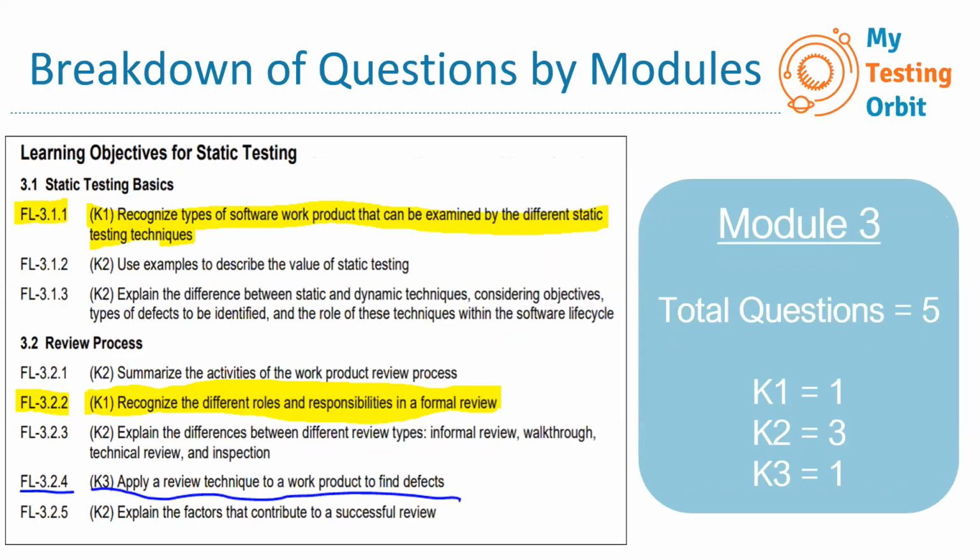Going forward to module 3. There'll be 5 questions in total, 1 from K1. We have 2 learning objectives from K1, and we know that one question will be coming out of this K1 level. Then from K2, we'll be getting 3 questions. We have 5 K2 learning objectives in module 3, out of which 3 will be coming. And there is only one K3 learning objective, and we know that there will be a question from this learning objective. So make sure that you definitely know what we have covered in this learning objective, because one question definitely will be coming from that. So this will be 5 questions from module 3.